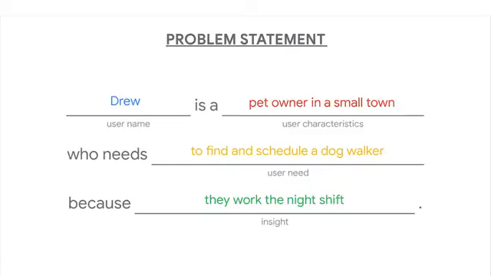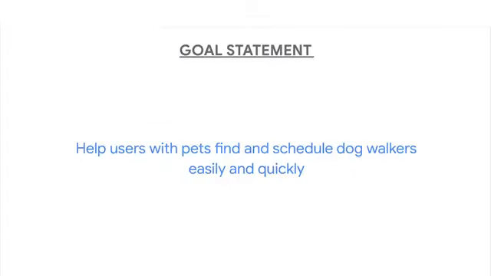Let's revisit our dog walking app. Remember, our problem statement was, Drew is a pet owner in a small town who needs to find and schedule a dog walker because they work the night shift. And our goal statement was, help users with pets find and schedule dog walkers easily and quickly. Let's create a storyboard to describe how Drew gets from the problem they're currently facing to the goal when using our product. Remember, we want to include emotion in our big picture storyboard.